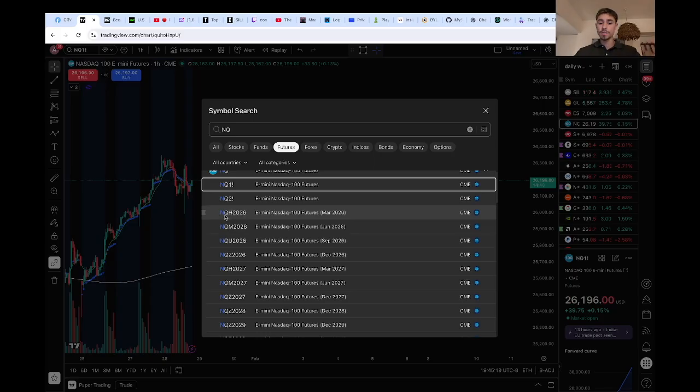So NQ is the symbol. H is going to be the current contract that we are in. We are in the first quarter, so January, February, March is the first quarter. So it's going to be labeled H, and then just the year that we're trading in. So this is a contract that everyone's trading right now.